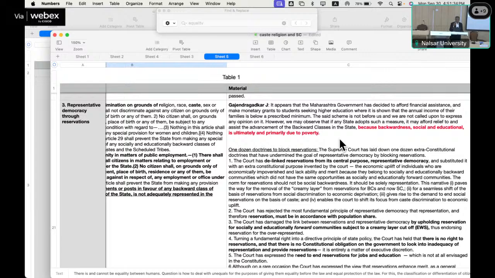But there was a problem about representation because the power to decide who would be the candidate was no longer in the community. They could just vote for 2 or 3 people who were nominated by the dominant groups. So that was on the legislature.